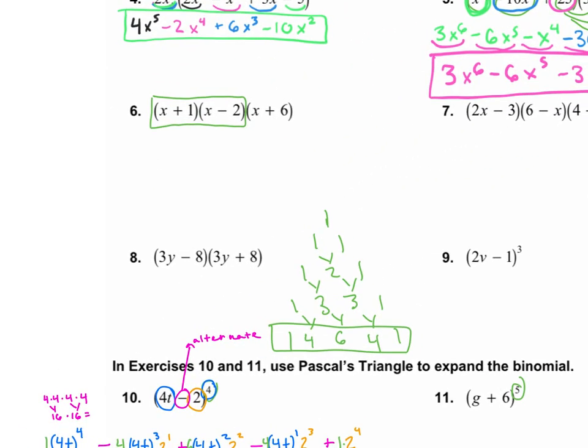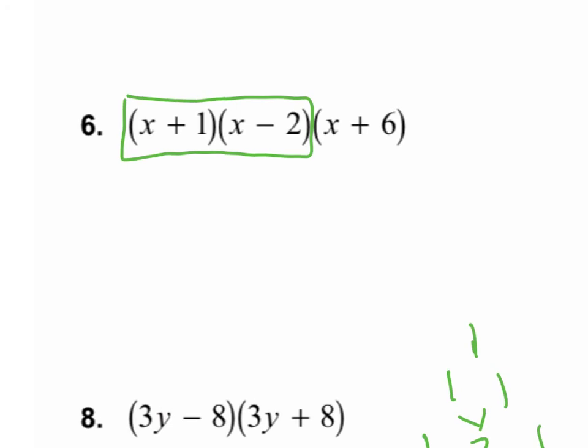Okay, number 6. So for 6, when you have 3 binomials, we're just going to multiply 2 of them together and then multiply the third to our answer to that. So first thing we have to do is FOIL our first 2. So we have x squared minus 2x plus x minus 2. We combine our like terms, so x squared minus x minus 2, and then we multiply this times x plus 6.